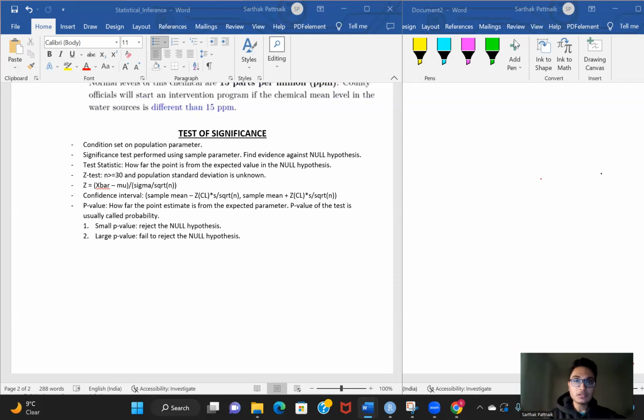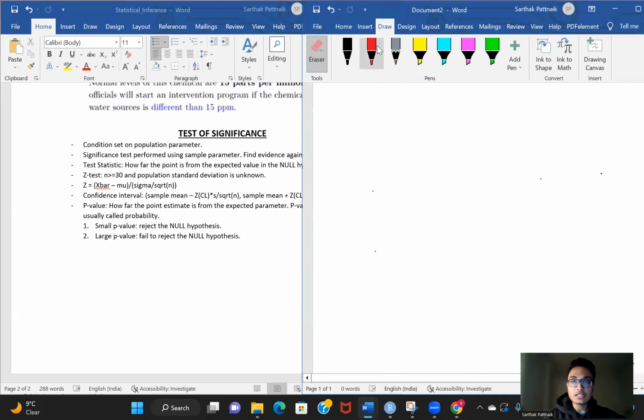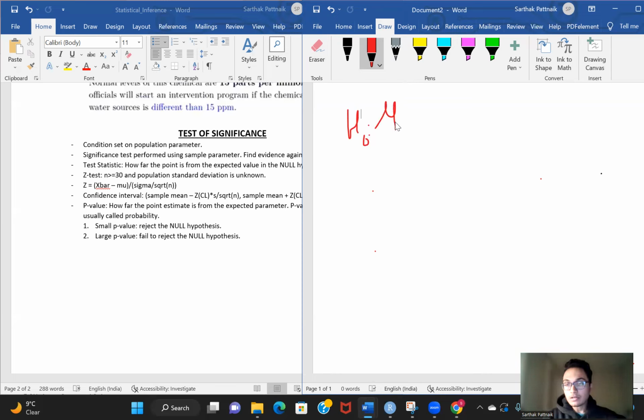Now, to begin with, what we discussed previously was that the null hypothesis and the alternative hypothesis are set up on the population parameters. So whenever we set up our null hypothesis, we always set it up on mu, which is the population parameter. Same goes with the alternative hypothesis. Depending on if it's one-sided or two-sided, we set it up on the population parameter.